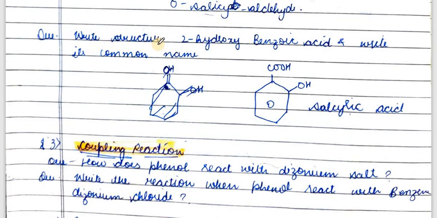Now it is also asked in one paper: write the structure of 2-hydroxy benzoic acid and write its common name. So it is 2-hydroxy benzoic acid and its common name is salicylic acid.